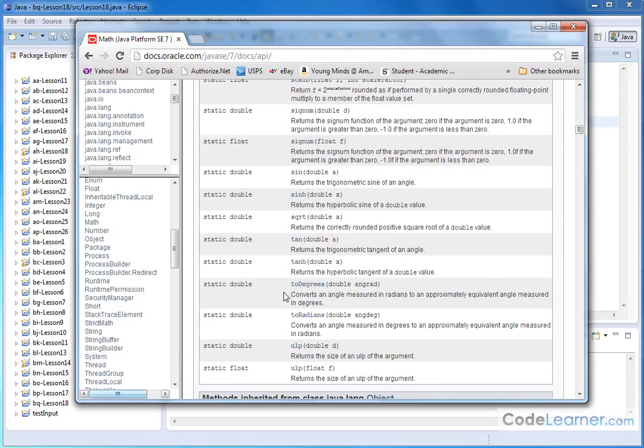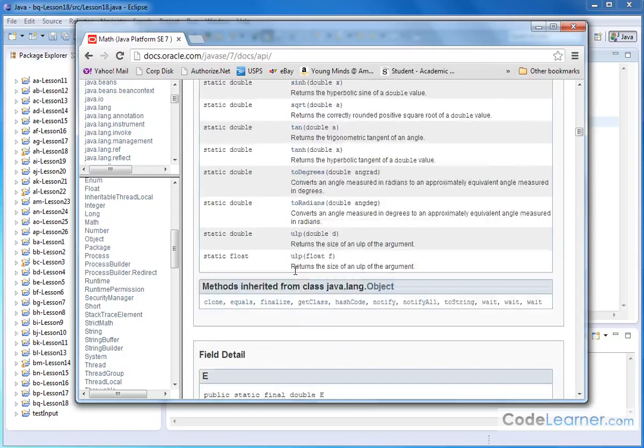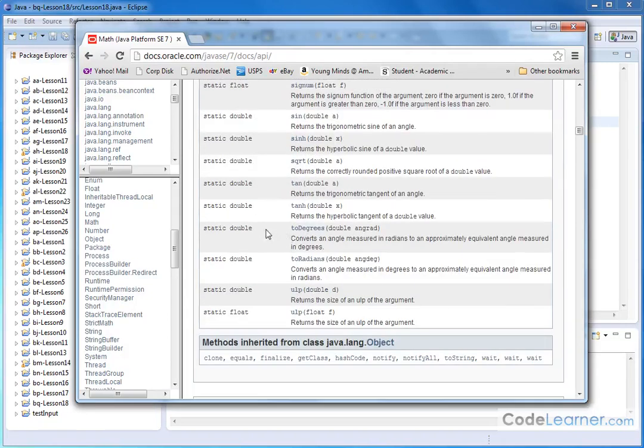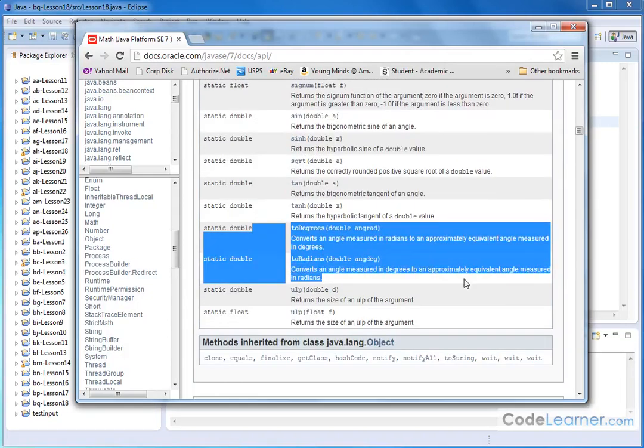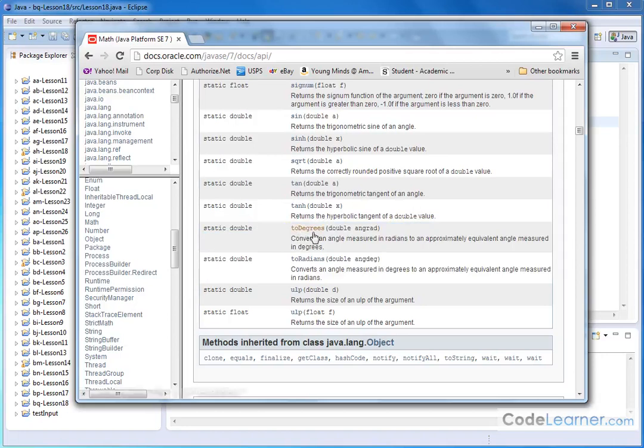So let me show you in the math library, in the Math class, I should say. If you go down here, this is the standard list of methods we have. There are two methods. These are what they're called. The first one is called toDegrees, and what you do is you pass it an angle in radians. And that's what that is.